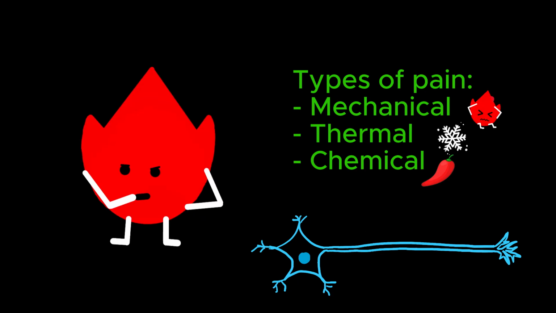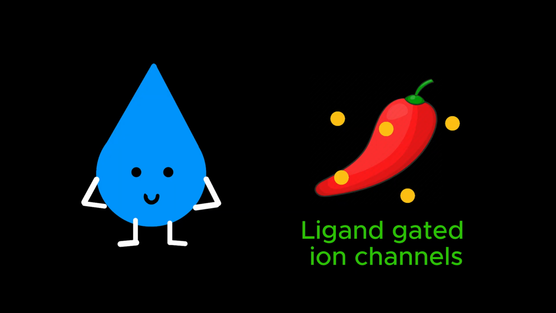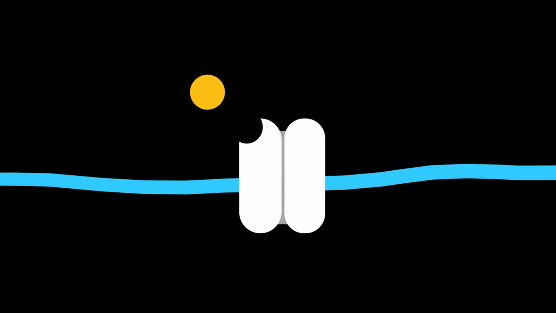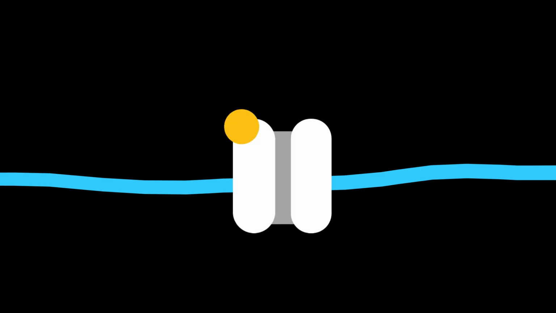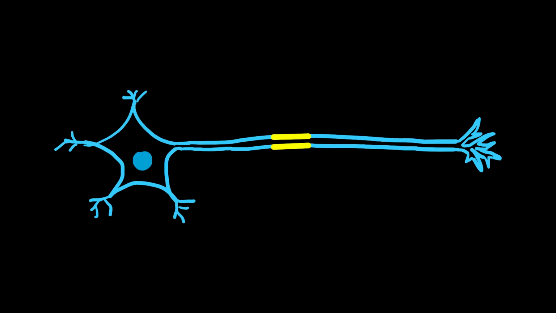Spicy food can cause action potentials? That's right. Spicy food or other chemicals can open ligand-gated ion channels. These are channels that open when a molecule, which we call a ligand, binds to the channel. When they do, ions move down the concentration gradient, which can cause an action potential.